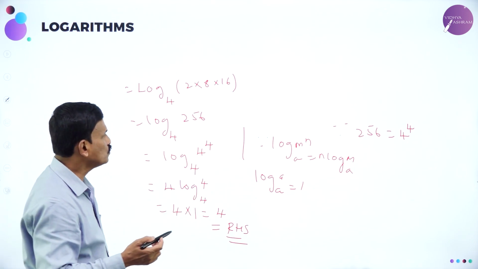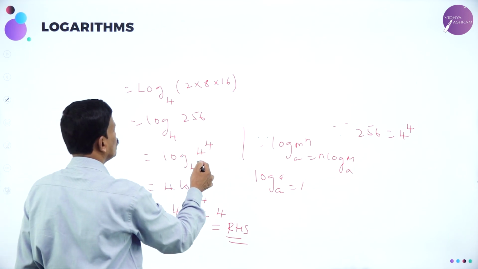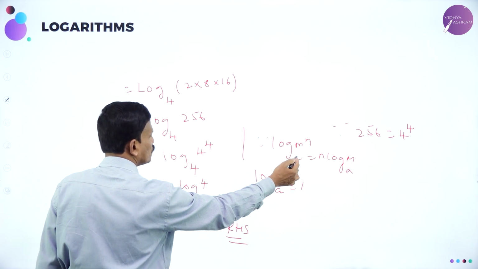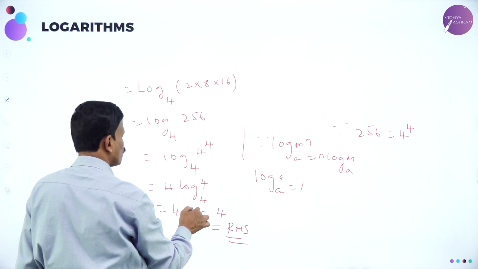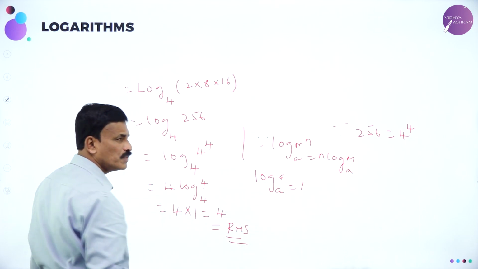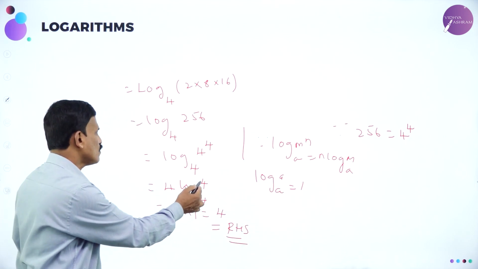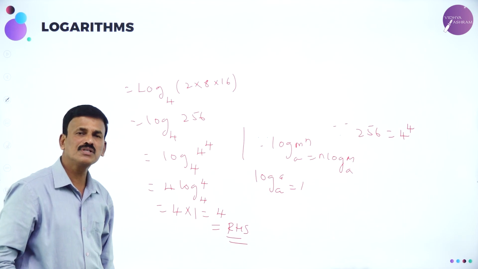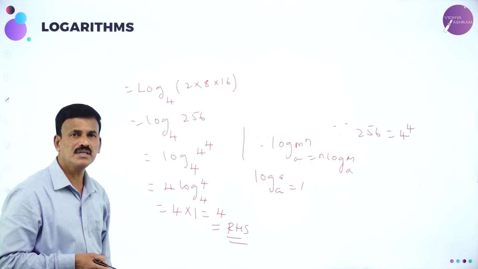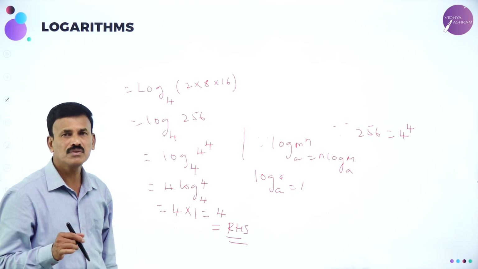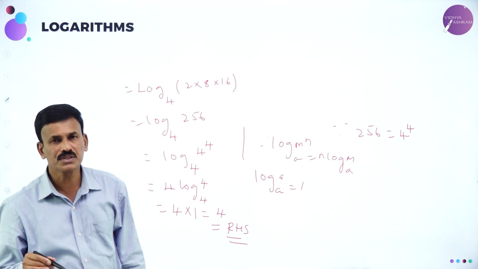Now let us write 256 as 4 to the power of 4. So we know 256 is 4 to the power of 4. Again using log m to the power of n is n log m, this is 4 log 4 to base 4. Again since log a to base a is equal to 1, logarithm of 4 to base 4 is equal to 1. 1 into 4 is equal to 4, which is the required answer. That's it. Hope you followed. These are very simple problems for 3 marks.